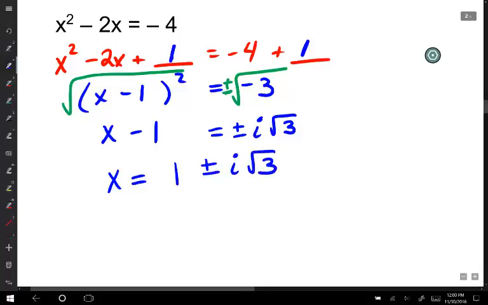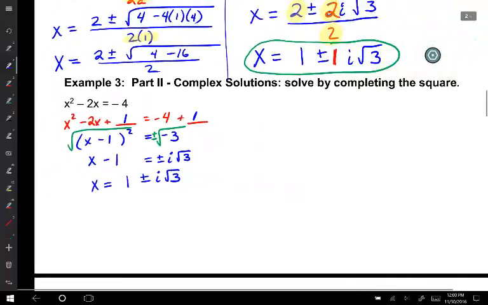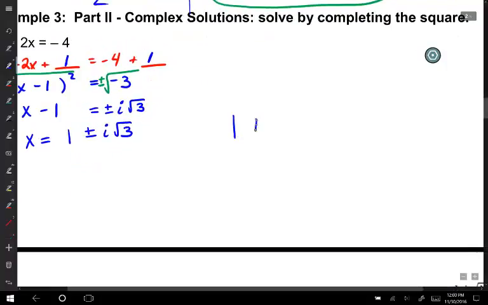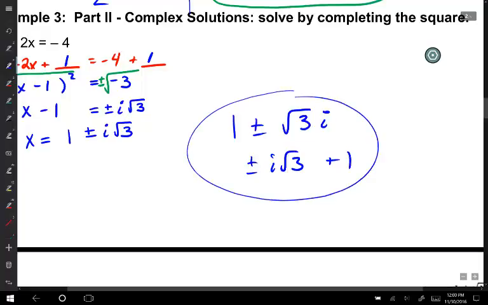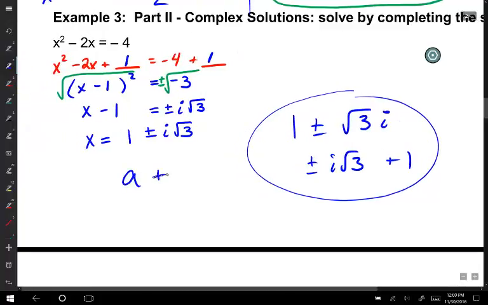Could you put the 1 at the back, would that be wrong? Do you mean put it like this? 1 plus or minus root 3i? Or are you saying plus or minus i root 3 plus 1? Both of these are right, but they're never written that way because our standard form is a plus bi. So that's just typically how we write a complex number.